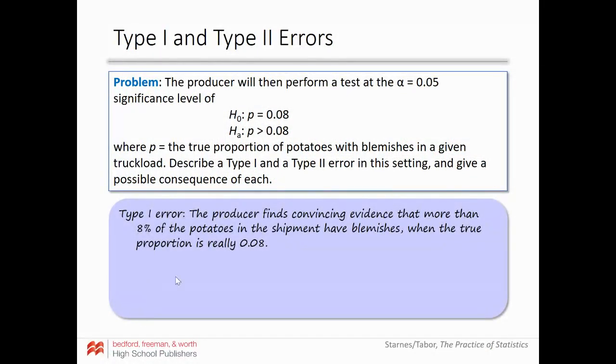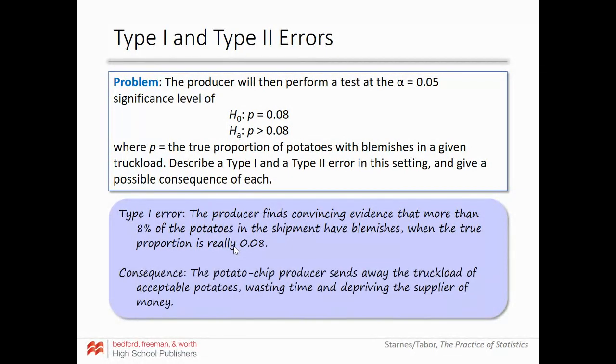So type 1 error is when the producer finds convincing evidence that more than 8% of the potatoes in the shipment have blemishes, when in fact it is 0.8. So we reject H naught when H naught really is true. And the reason why that's bad is that the potato chip producer sends away a truckload of good potatoes. Basically, they're going to reject this hypothesis, even though it's true.